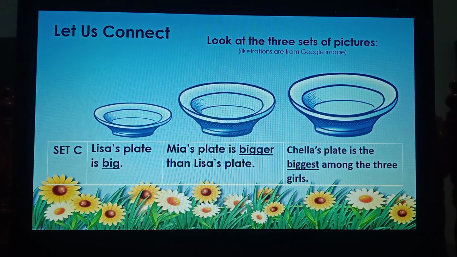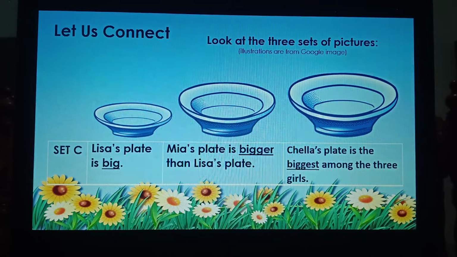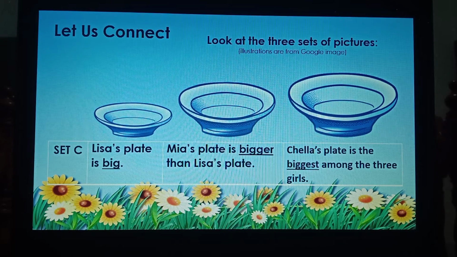So let's move on to set C, which is a picture of a plate. Again, I will read the sentences. Sentence 1: Lisa's plate is big. Number 2: Mia's plate is bigger than Lisa's plate. Number 3: Chella's plate is the biggest among the three girls. The underlined words are big, bigger, and biggest.